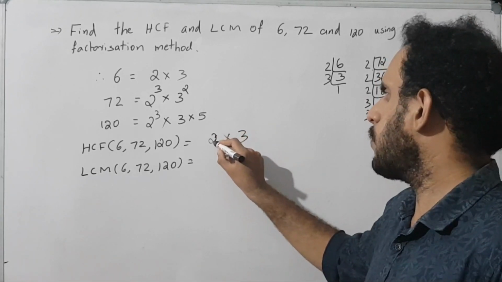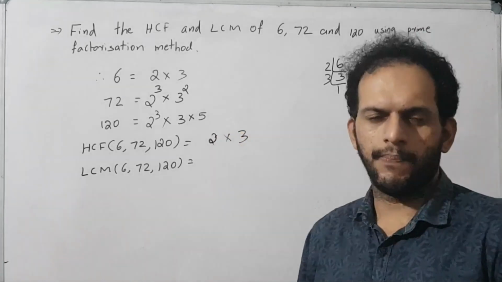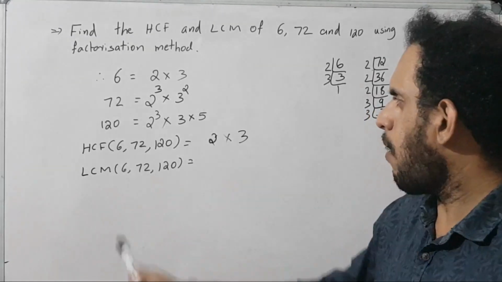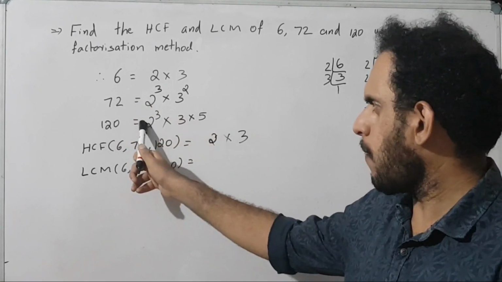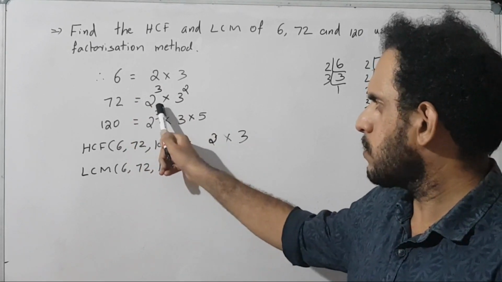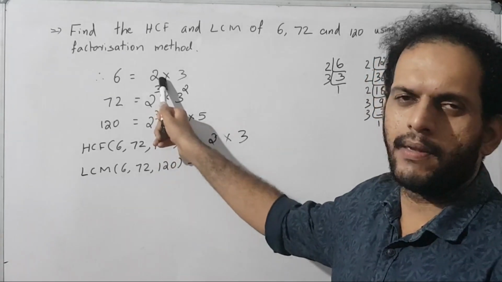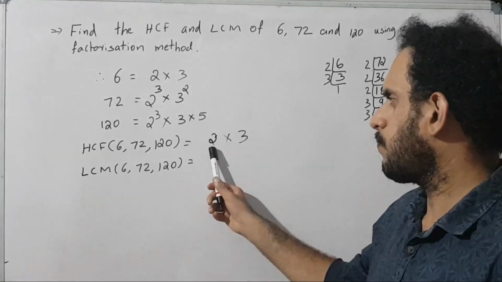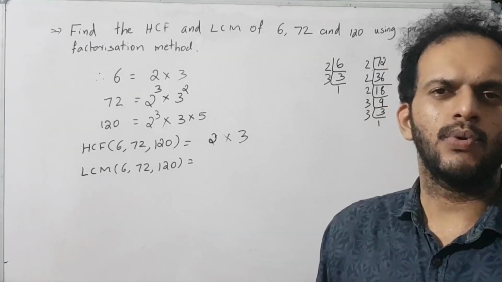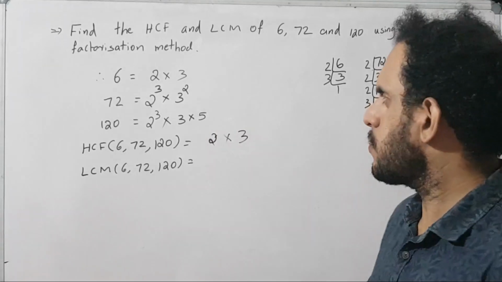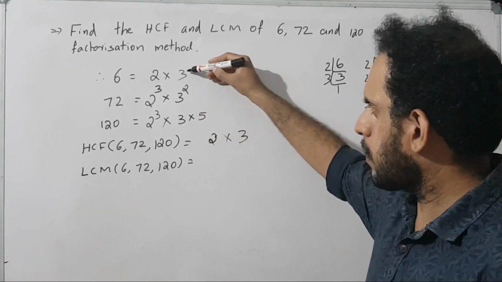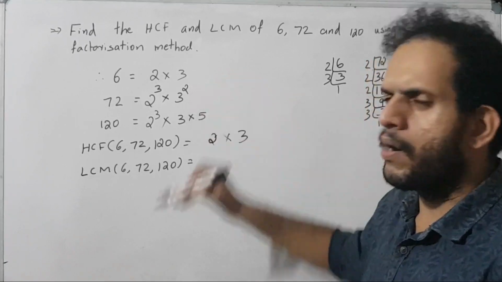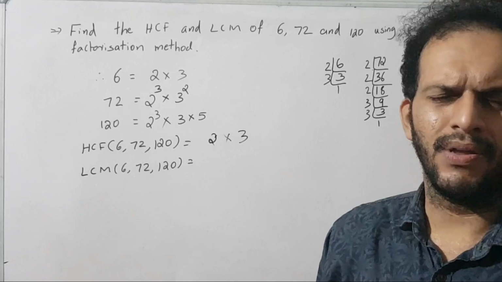Then we choose the powers of 2 and 3. What power do we need to choose here? The smallest power. What is the smallest power of 2? Here 3, here also 3, but here 1, correct, 2 raised to 1. The next we want to choose the least power of 3. In the first case it is 1, in the second 2, in the third 1. So the least power of 3 is also 3 raised to 1.